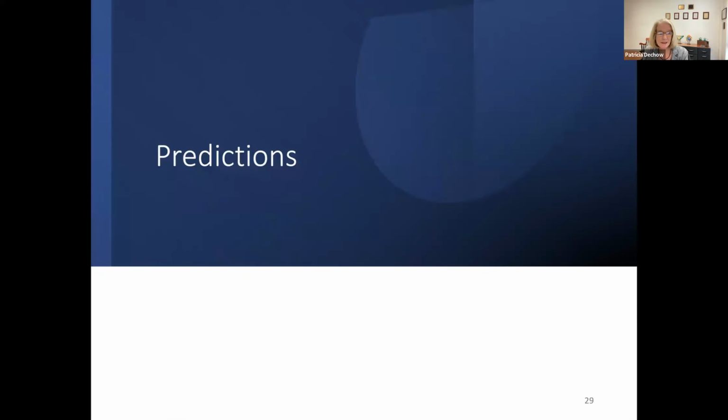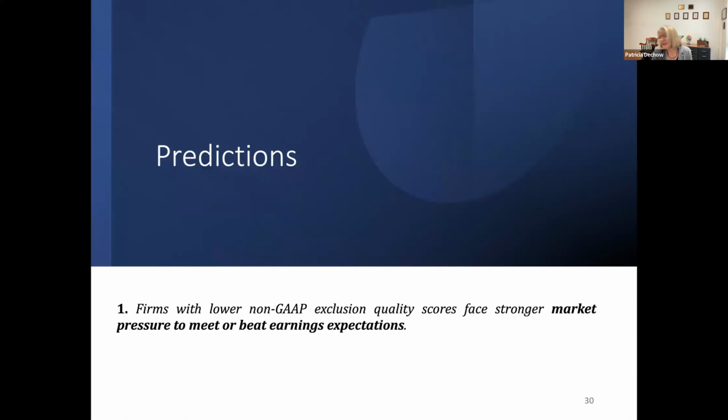So what do we look at with our measure? The first one is that we look at some of the persistence and consistency predictions, but I didn't include them in this presentation, which I guess was brought up earlier. But anyway, firms with low non-GAAP exclusion quality are more likely to face stronger market pressure to meet or beat earnings expectations. So are you going to use low quality items if you need to meet expectations? That's kind of our prediction there.